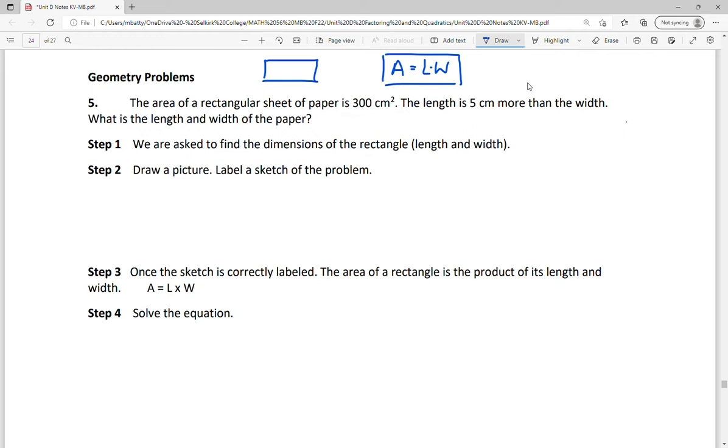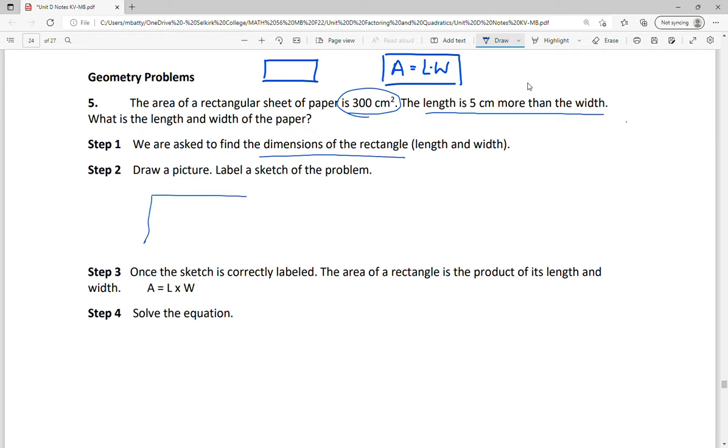So the first one right off the bat says that the area of a rectangular sheet of paper is this. We know the area. We're also given some information about the dimensions of this piece of paper. It says that the length is 5 centimeters more than the width. So we're supposed to figure out the dimensions of this rectangle, both the length and the width.